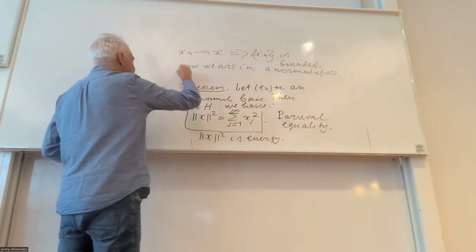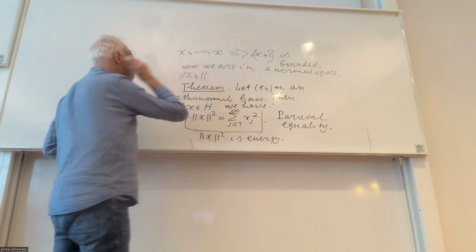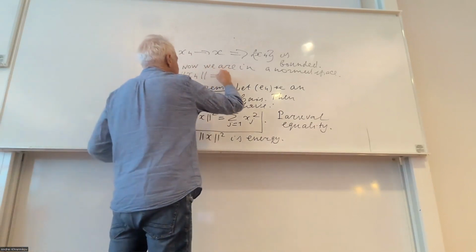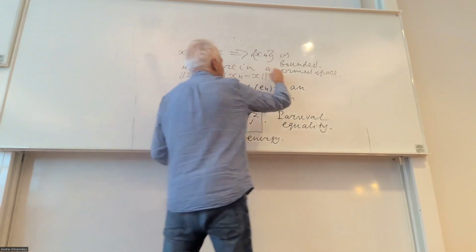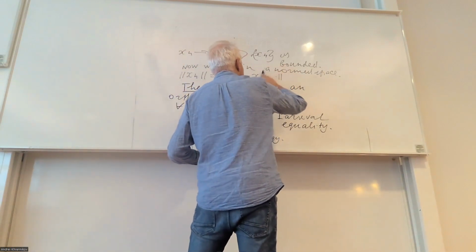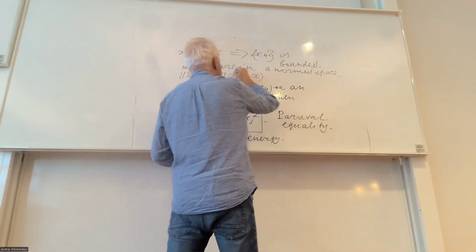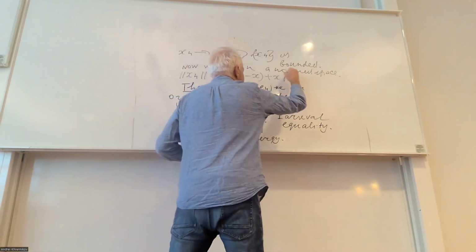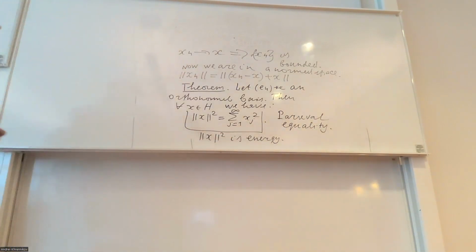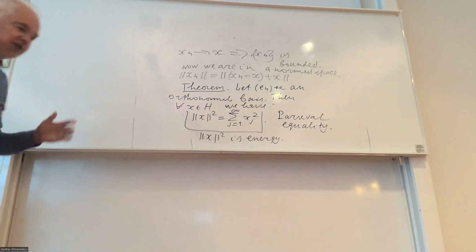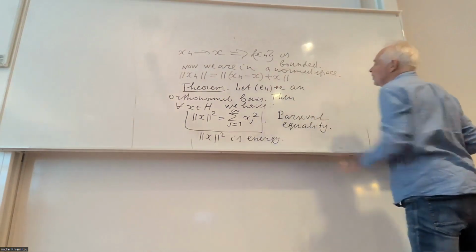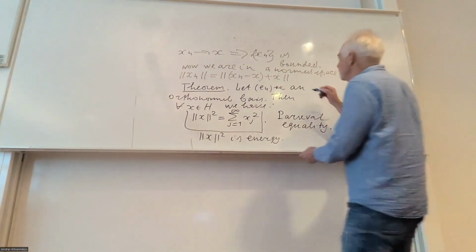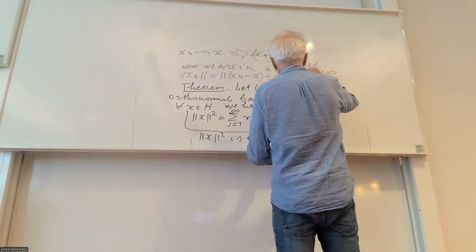Then how to prove that xn is bounded? We write the norm of xn. It is equal to the norm of xn minus x plus x. And now we use the triangle inequality. The sum of two vectors, this is the third side. This vector plus this vector is less than or equal to the sum of the lengths.